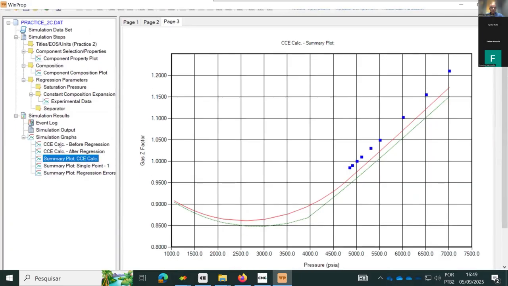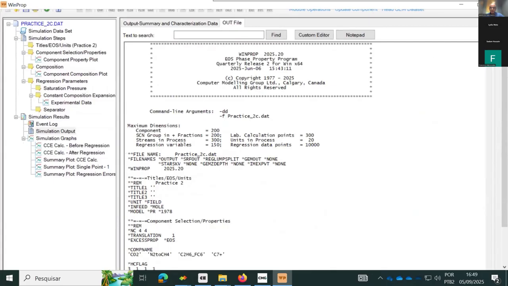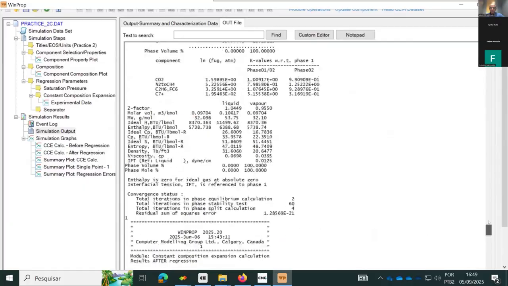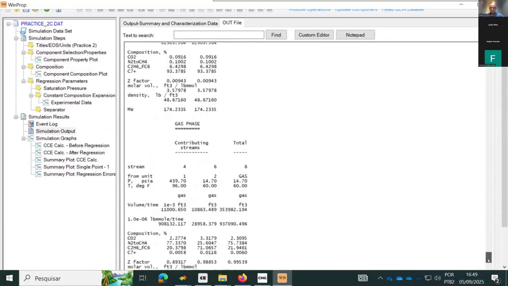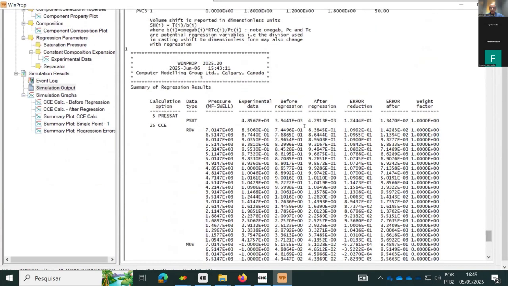Let's double check. Let's go to the table. Alt file, go down. Where is the table? Over here. The saturation pressure. The tolerance is 5 bars, okay, 5 bars. 5 bars is more than 60 psi. Yeah, it's almost good. Almost good.